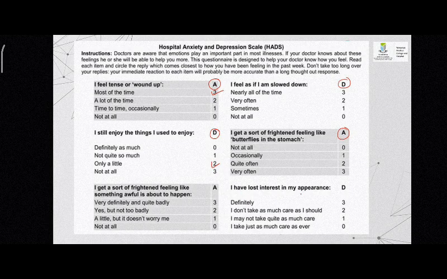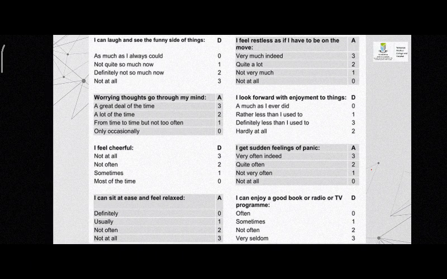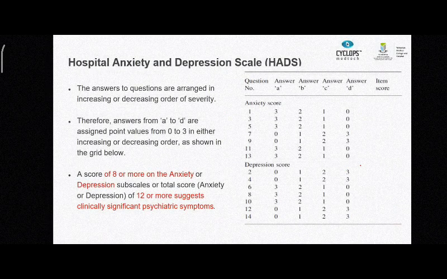So I have lost interest in my appearance, definitely. So they can take the relevant questions. So next is, I can laugh and see the funny side of things. Yes, not quite, definitely not so much now. So they can tick the different answers. And in the end, you will get 3 different types of scores.